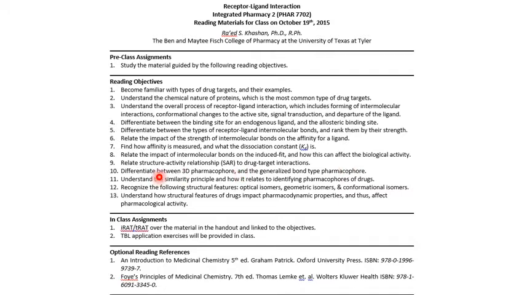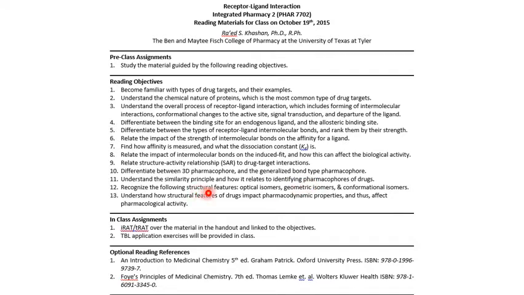Also relate the structure to the activity and differentiate between 3D pharmacophore and the generalized pharmacophore, and understand the similarity principle and how it could be used to identify the pharmacophoric groups.